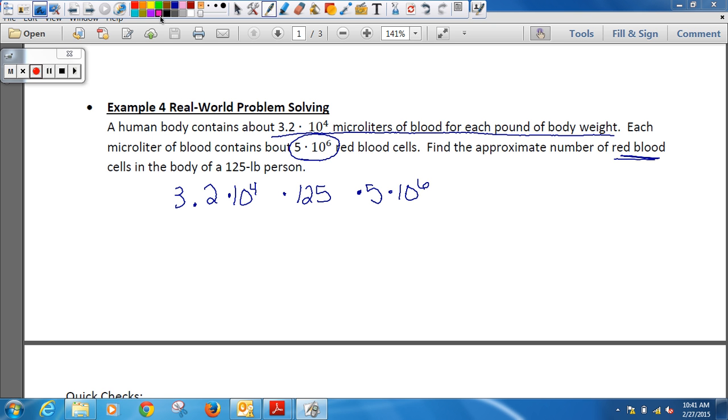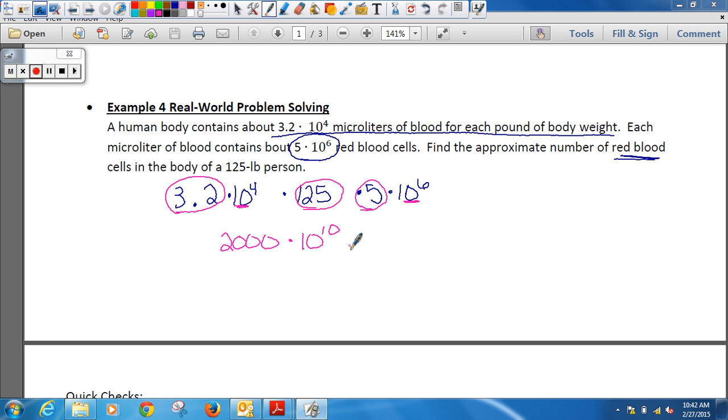So now that I'm going to multiply those, I'm going to do all my numbers. Or actually, they're not coefficients because there's no variable there. So 3.2 times 125 times 5 gives me 2,000 times 10, and I'm keeping the 10 because that's the base they have in common. Multiplication means you add the exponent, so it'd be times 10 to the 10.